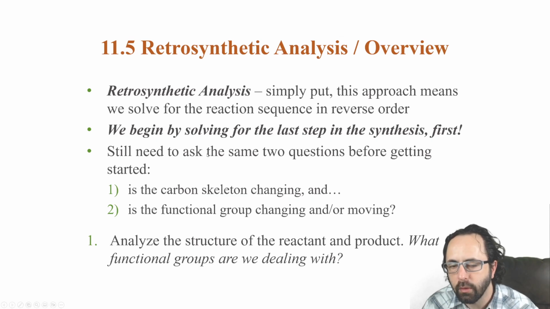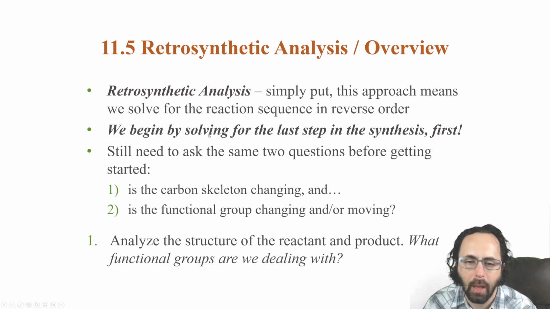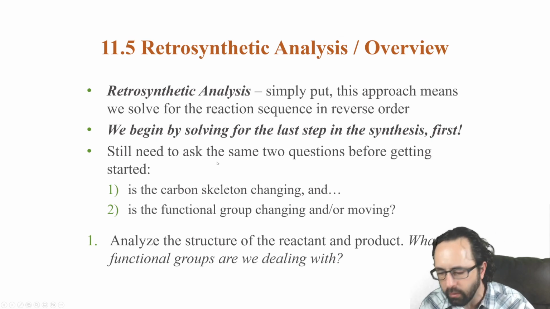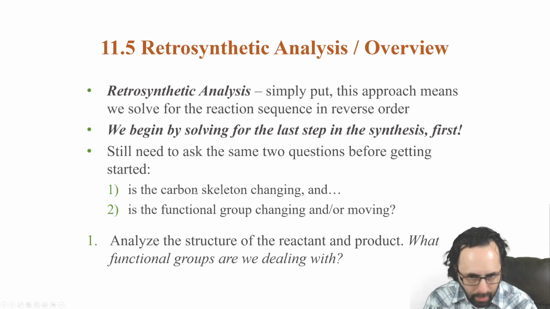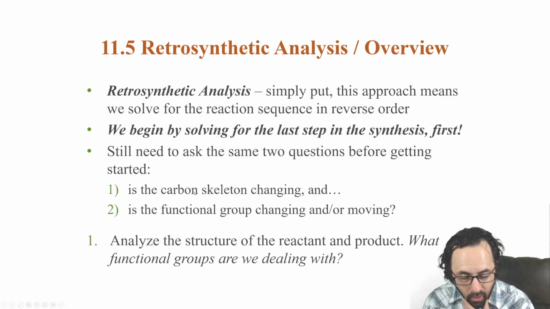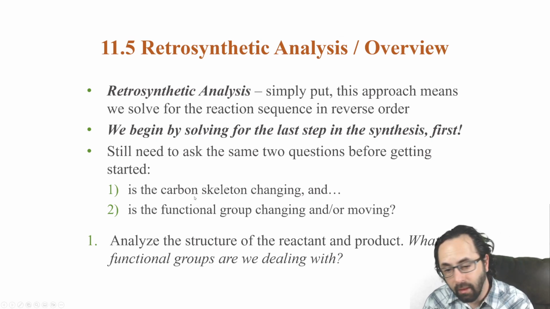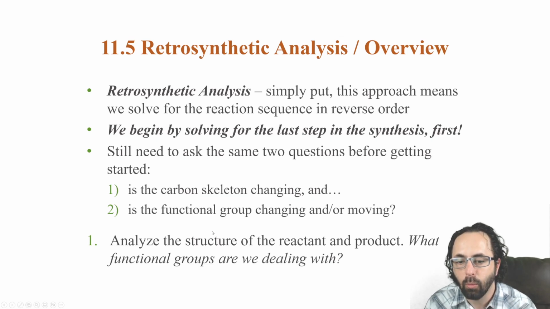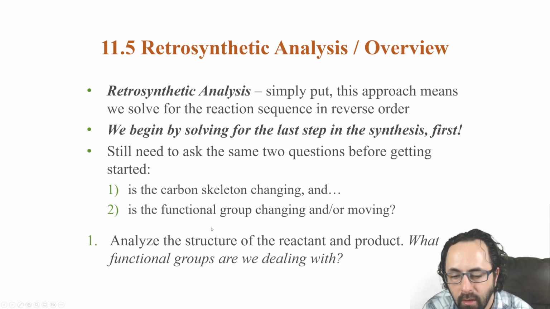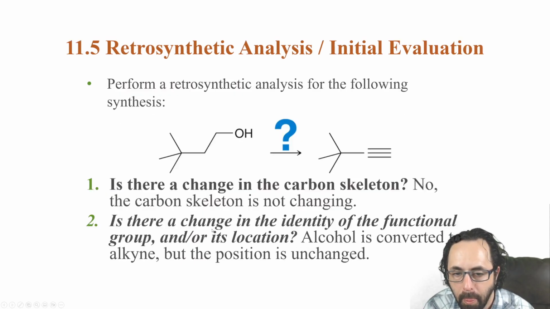Oftentimes, it's useful to look at the final product and work backwards. This is called retrosynthetic analysis. Instead of only moving forward, we also move backwards. And you still need to ask the same question. So, are we adding more carbons in this step, in the last step, let's say? Are we changing the functional groups? That's going to help us to decide which reaction is occurring and which intermediate this is going to come from.